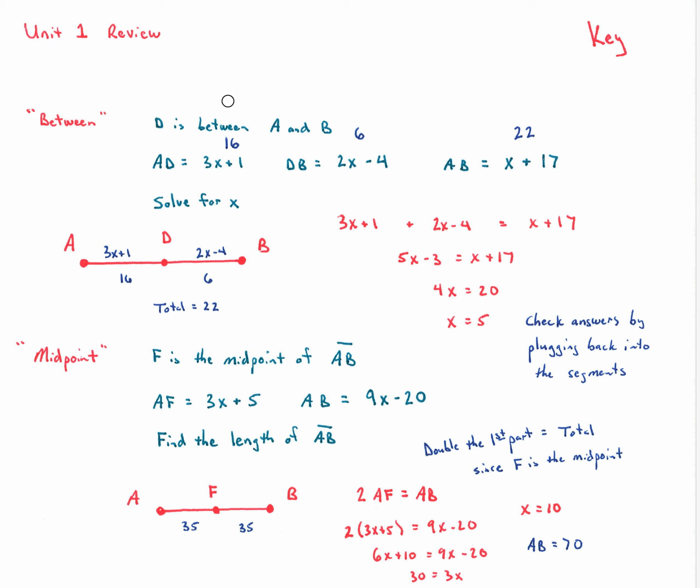Between, and really this is segments, so I say D is between A and B. So the first thing I did was I came over here and I drew that line. I just put D somewhere between A and B. I didn't actually put it in the middle. I just kind of just drew a dot.